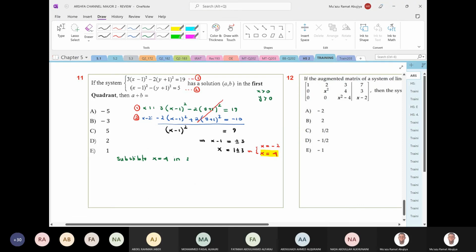So therefore, what do we have? We have x equal to 4. So here we have 4 minus 1, and that is going to give us 3, all squared, minus (y plus 1) all squared, equal to 5. Now let us simplify. It means (y plus 1) all squared, take it to the right side and take 5 to the other side. That is going to be 9 minus 5, which is equal to 4.